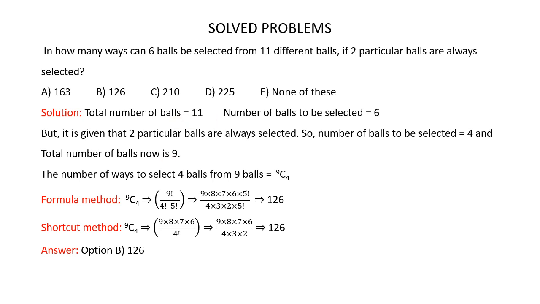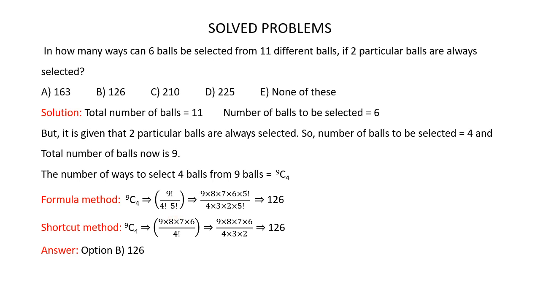So the number of ways to select 4 balls from 9 balls is 9C4 ways. Now you can find the value of 9C4 either using the formula method or the shortcut method. Let's look at the formula method first. So according to the formula, 9C4 is nothing but 9 factorial divided by 4 factorial multiplied by 9 minus 4 factorial, which is 5 factorial.